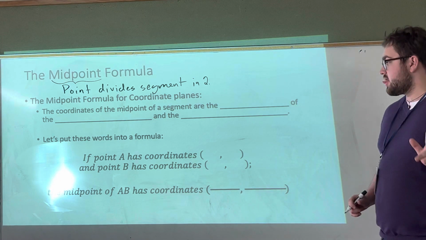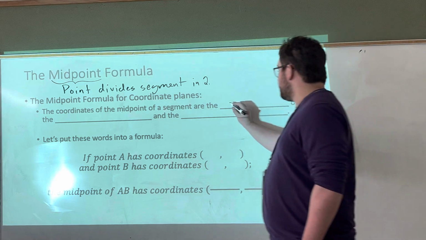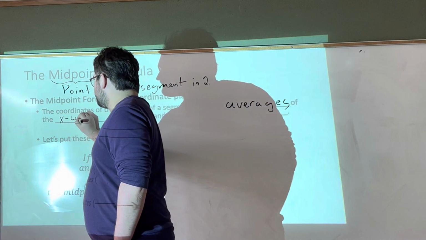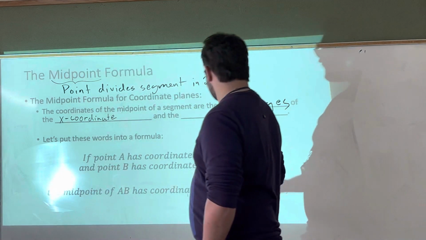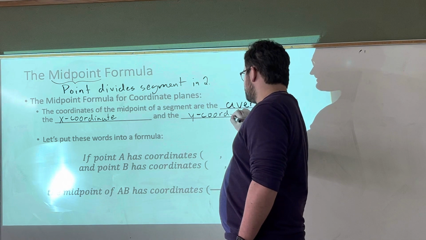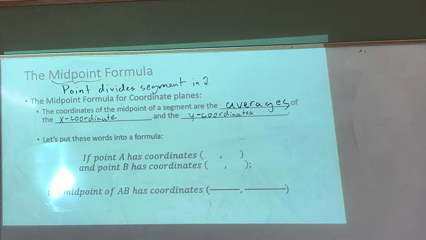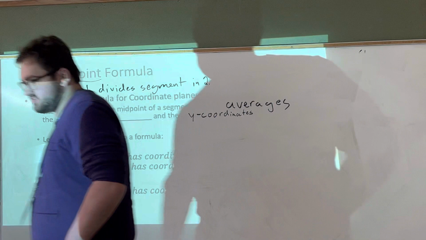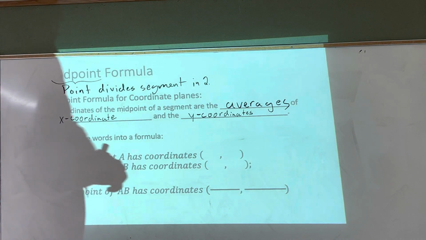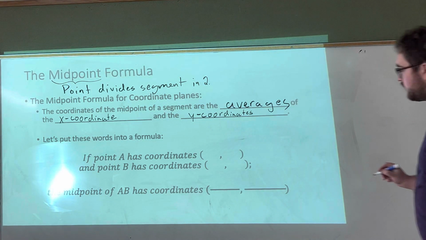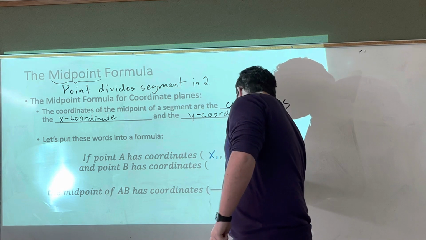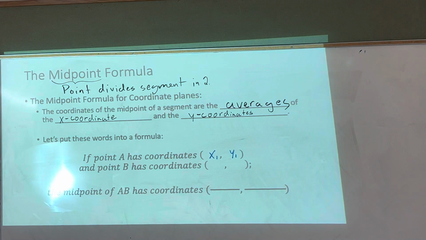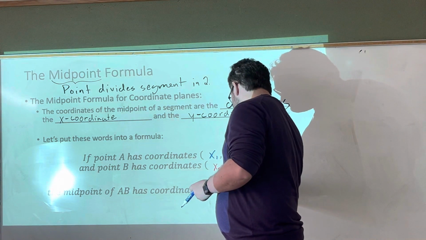We have a formula. The coordinates of the midpoint of a segment are the averages of the x-coordinates and the y-coordinates. Oh, and I'm going to color code this just a little here. We're going to use our blue marker for point A. Point A has coordinates x1, y1. Those little ones there are just a label. They don't have any value or anything. We're going to say point A is x1, y1, and point B is x2, y2.